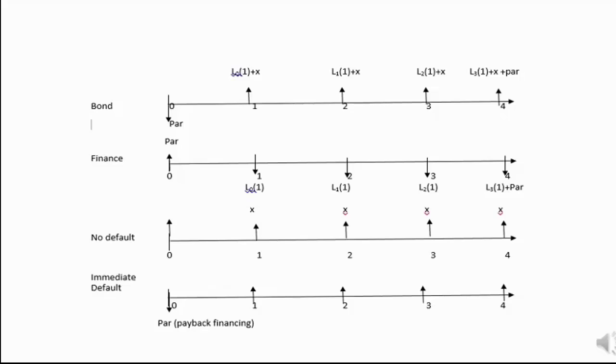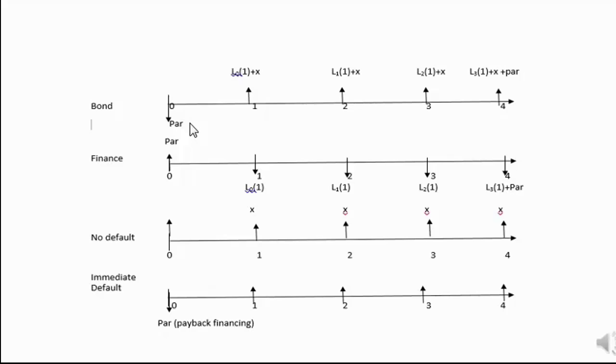To show how replication and arbitrage can be used to price credit default swaps, I have a series of timelines here. The first timeline represents a bond that we're going to buy, and that's why at time 0 there's a down arrow for the par. We're paying par value for this bond. Keep it simple: par value, no premium, no discount. It's $1,000. The bond's going to pay LIBOR, which is a floating rate, plus a fixed rate X. It's going to pay each period, 1, 2, 3, and 4. And then on the fourth payment, we get our par value back when the bond matures.